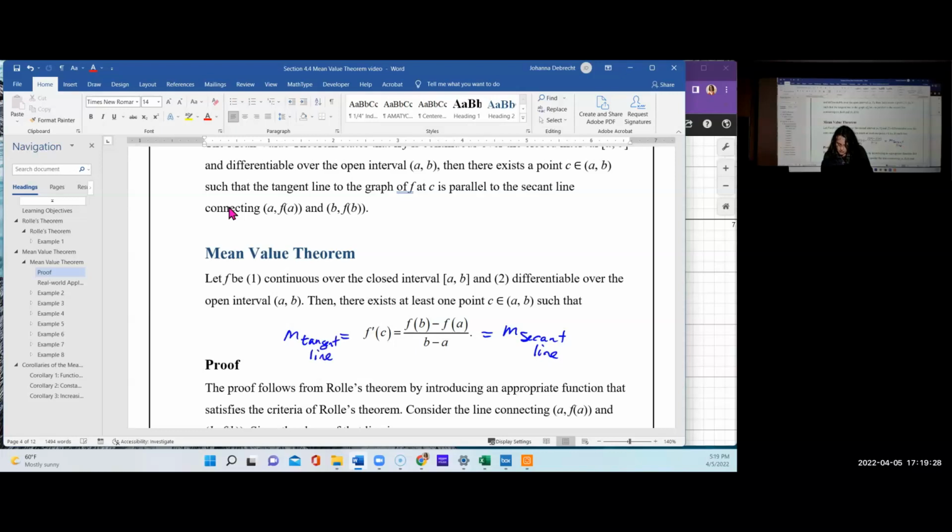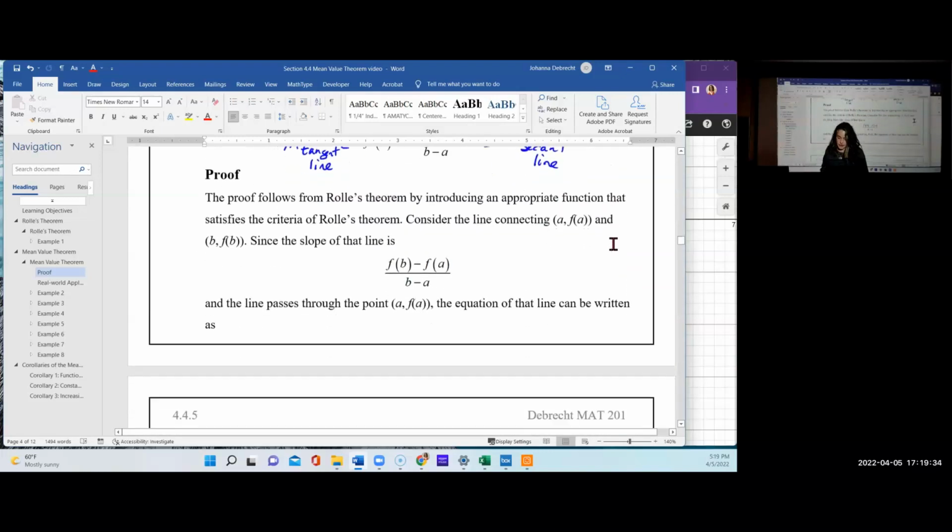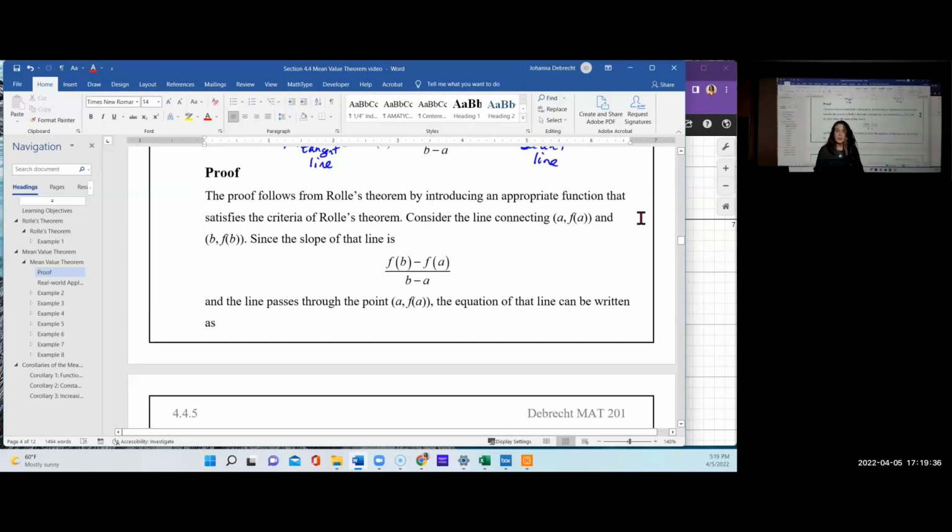Now let's talk briefly about the proof. The proof uses Rolle's theorem, right? So it follows Rolle's theorem, and what it does is it creates a new function. So we have some function. We assume that it is continuous over the closed, differentiable on the open.